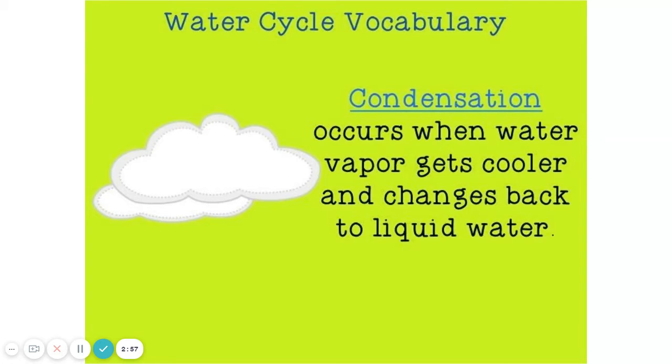Condensation occurs when water vapor gets cooler and changes back to liquid water. So that water from the puddle, it got heated up, it turned into water vapor, and it's rising into the atmosphere. The higher it gets into the atmosphere, the cooler it gets, and that's going to change that water vapor back into liquid water. Condensation is the step in which clouds are formed because those drops of liquid water are now going to attach to dust and other things in the atmosphere and create clouds.